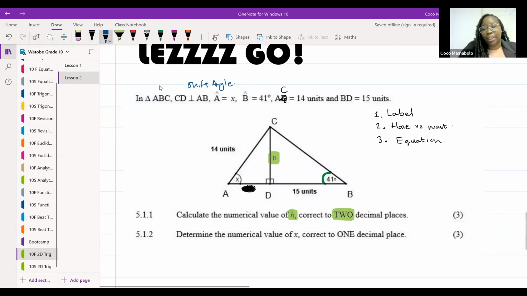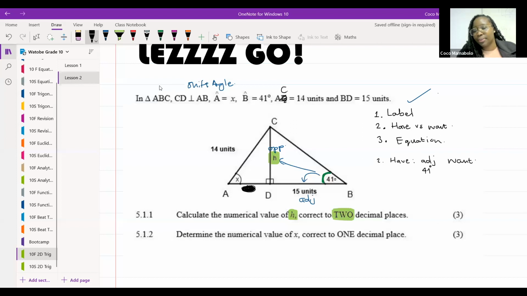All right, label for me. This 15 units is going to be our what size? It's going to be our adjacent. Excellent. And our H that we're looking for is going to be our? Opposite. Beautiful. All right, we've labeled. Done. What do we have? We have our adjacent, and then our angle, which is 41 degrees. Beautiful. And we want the opposite.